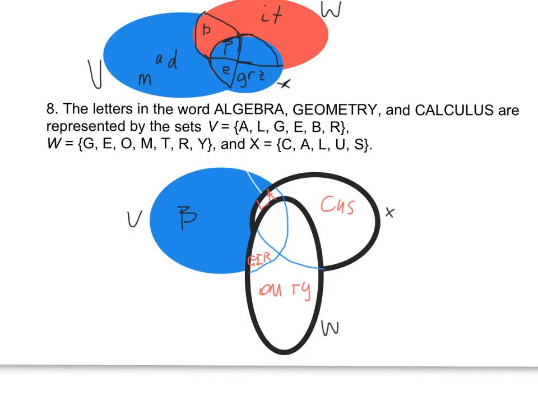Alright, at number 8, the letters in the word algebra, geometry, and calculus are represented by the sets listed here. Not every letter is listed every single time because sometimes if there's a duplicate letter, you don't need to use it again. For example, vowels like A. So anyhow, hopefully you had some fun plugging in the letters of algebra and geometry and calculus into your Venn diagram. Here's what I came up with, and we'll see you on the next slide.